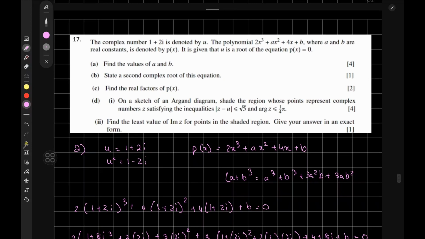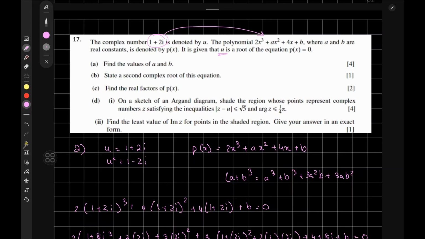Okay, question 17. The complex number 1 plus 2i is denoted by u. The polynomial 2x cubed plus ax squared plus 4x plus b, where a and b are real constants, is denoted by p of x. It is given that u is a root of the equation p of x equals 0, meaning that u, which is 1 plus 2i, is a root of the main equation.